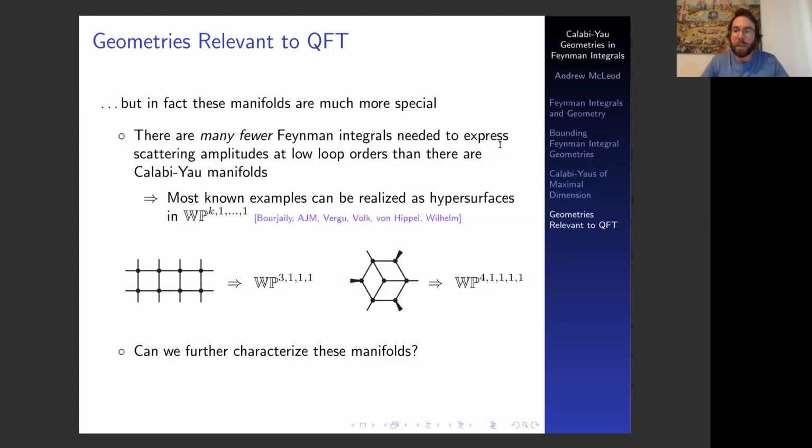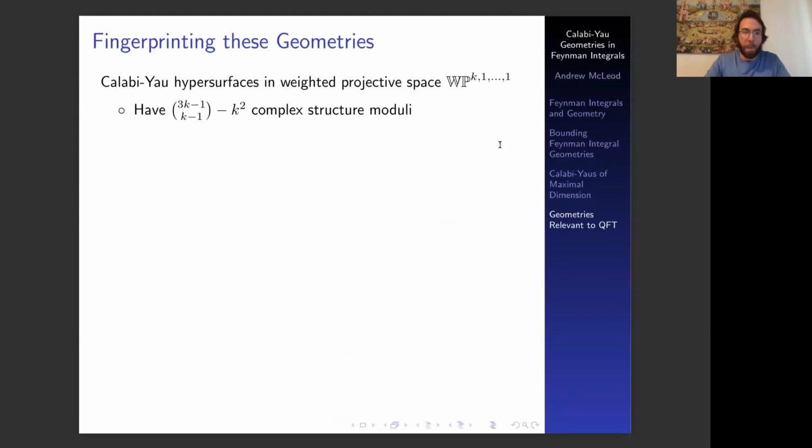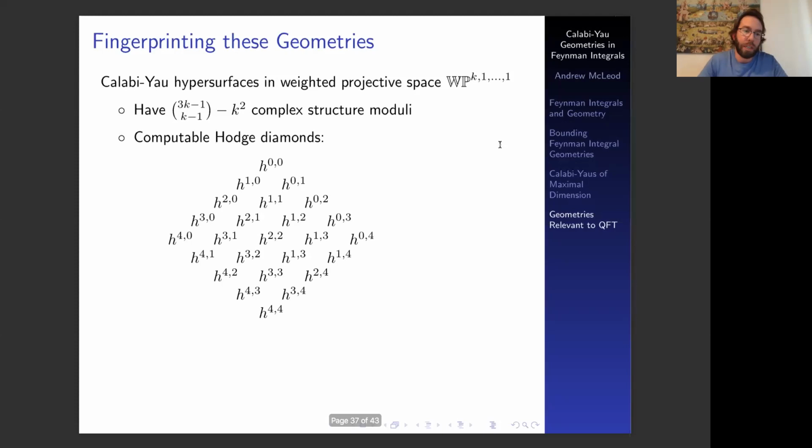So since many of the examples we know about, almost all the examples we know about, can be embedded in weighted projective space in this way, it's natural to ask whether we can further characterize these manifolds. And so the types of things we can say about them is, for instance, we can calculate their number of complex structure moduli. So this is just the number of independent coefficients entering these defining polynomials, the y-squared polynomial. We can compute things like their Hodge diamonds, which gives the dimensions of their Dolbeault cohomology groups.